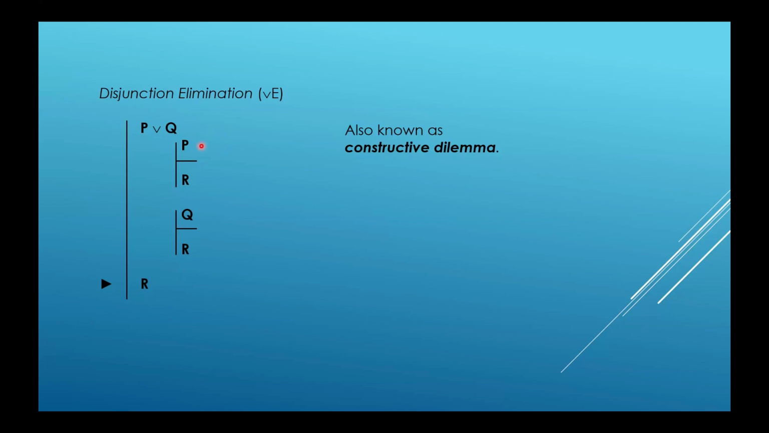So what you do is you set up two subderivations. One of them you assume P, the other one you assume Q. If you can derive the same sentence in both of them, then you can infer that that sentence is true.